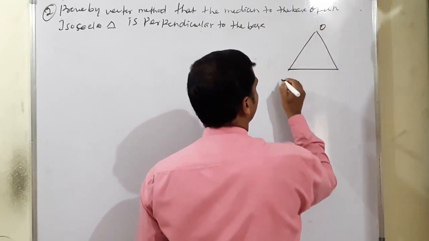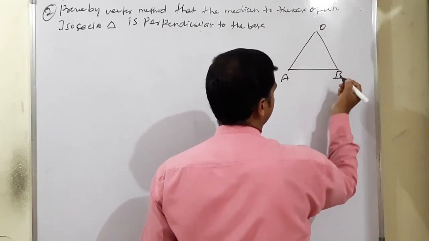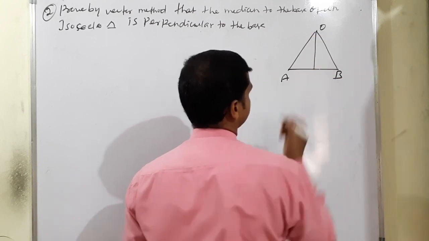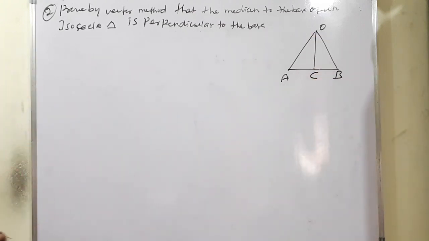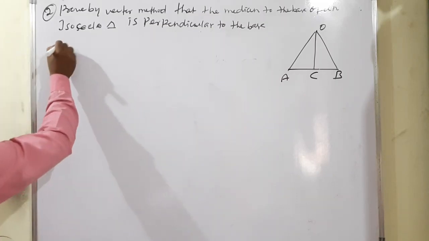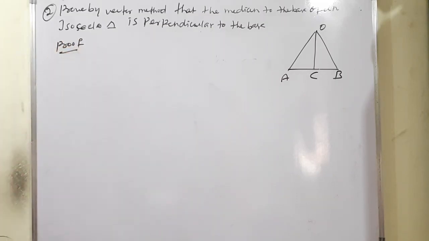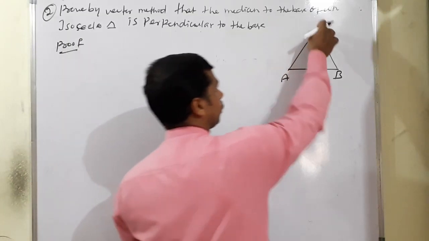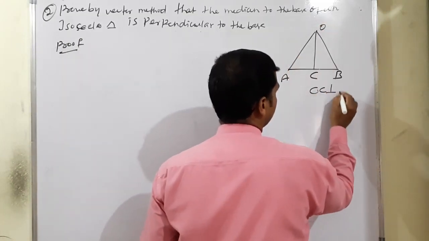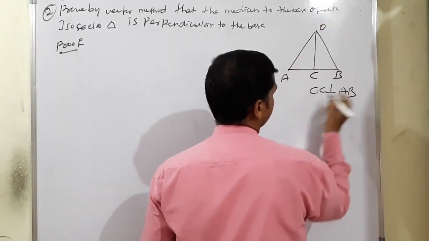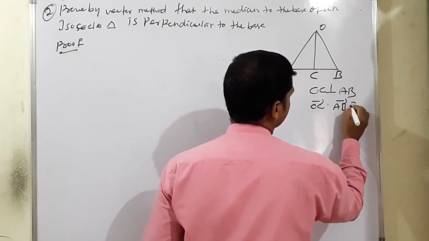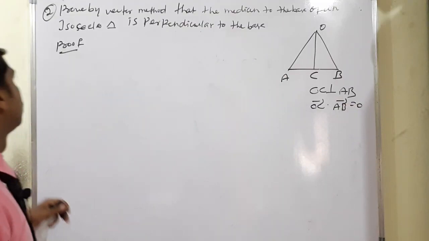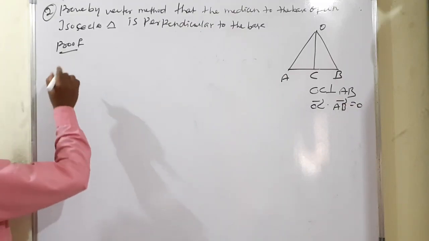Consider O, then A, B. Then the midpoint we have to take, call it C. Okay. Now the proof. The perpendicular bisector means definitely OC is perpendicular to AB. So perpendicular to AB means we have to prove OC vector dot AB vector is equal to 0.